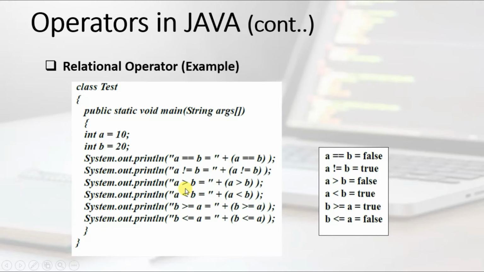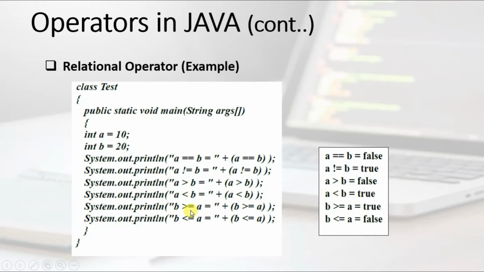Third one, a is more than b. Now the value of a is 10 and b is 20, means 10 is more than 20. It will return false. Now the fourth one, a is less than b. Obviously 10 is less than 20. It will return true.